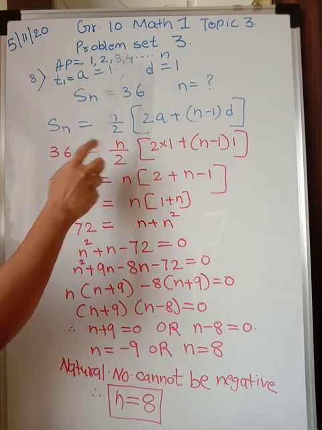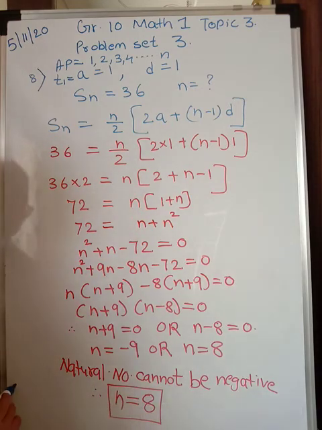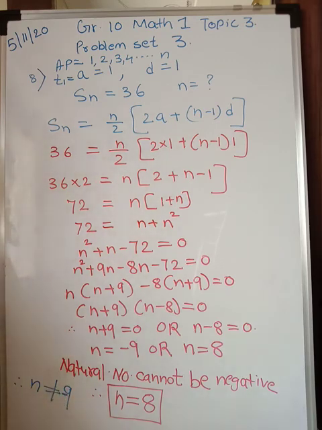But this AP is of natural numbers. So n cannot be negative, isn't it? Because natural numbers cannot be negative. Therefore, minus 9 is not acceptable. Okay? So n is equal to 8. Because natural numbers are never negative, and therefore n is equal to 8. We had to find the value of n, alright.